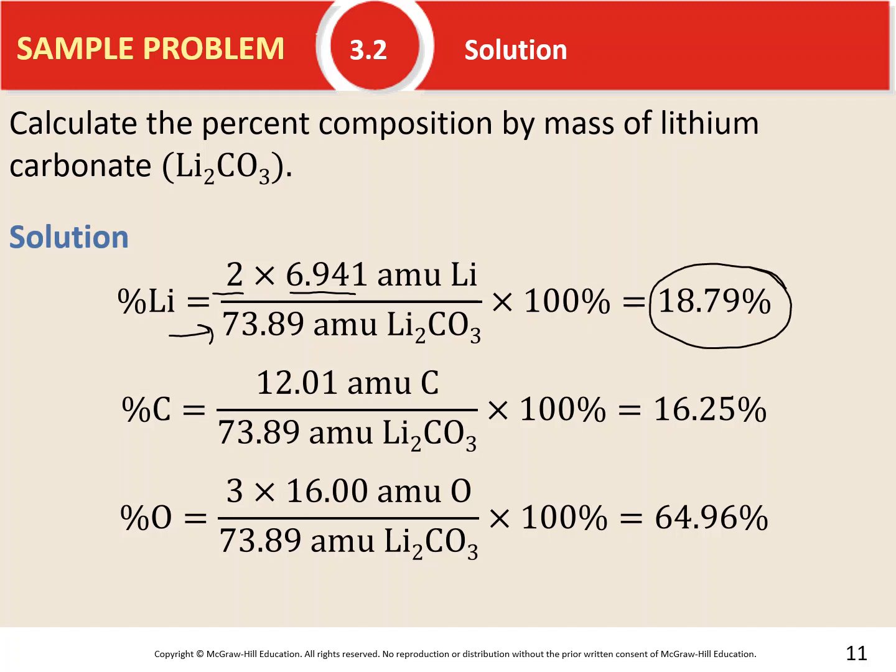We could find percent by mass of the carbon doing the same thing. There is 1 carbon, so the mass of carbon divided by the mass of lithium carbonate times 100% is 16.25. And then the mass of the oxygens, doing it the exact same way.